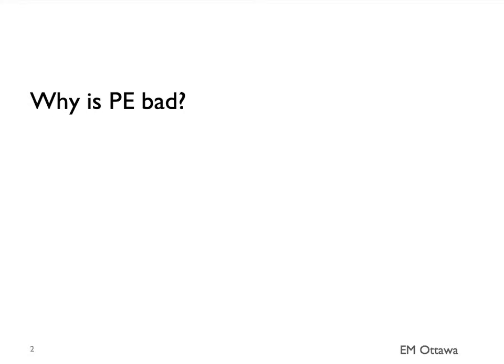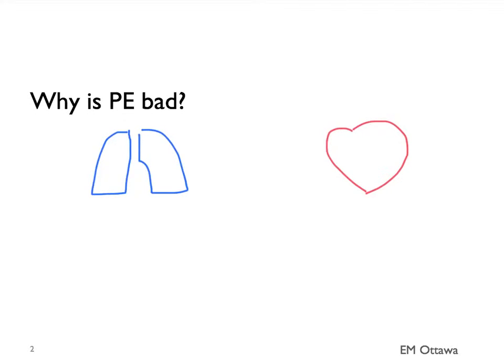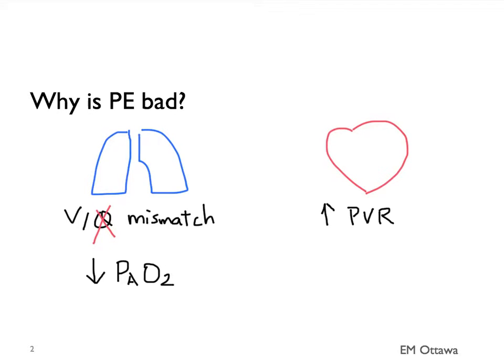Acute PE causes two main problems: respiratory problems and cardiac problems. For the lung, acute PE causes ventilation-perfusion mismatch. More specifically, there are now parts of the lung that have ventilation but no perfusion. That causes hypoxemia. For the heart, pulmonary embolism causes increased pulmonary vascular resistance, causing a strain in the right ventricle. If it is severe, it can lead to cardiovascular collapse.